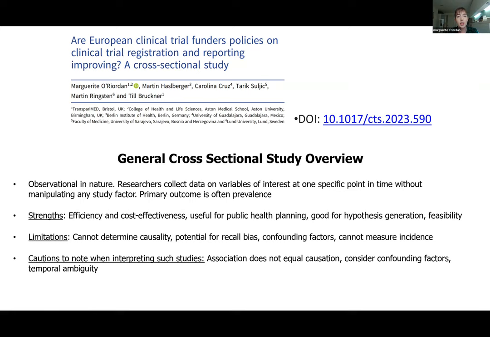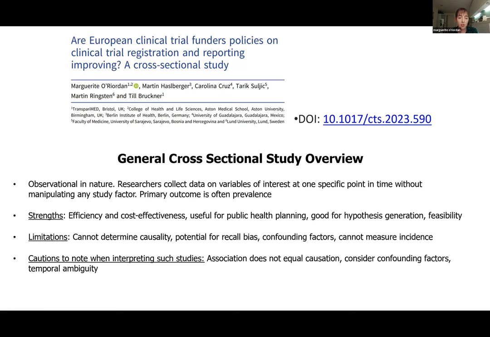go along. Now, it's obviously a cross-sectional study, so I'd be remiss not to just talk about cross-sectional studies in general before we go into my specific one. Sometimes they're called prevalence studies and they're observational in nature. So researchers collect data on variables of interest at one specific point in time without manipulating any study factor. The primary outcome is prevalence, and we all know the definition of prevalence: the total number of cases of a disease or condition, or whatever the parameter is that we're investigating, in a population at a specific time, divided by the total number of individuals studied. So that's just in general to get your minds thinking about it.